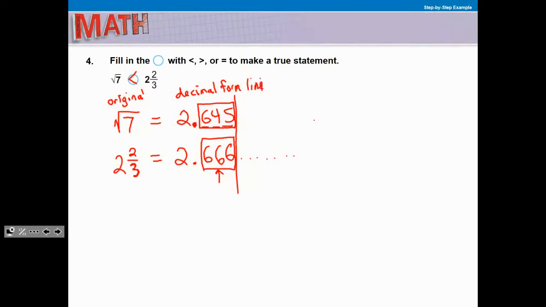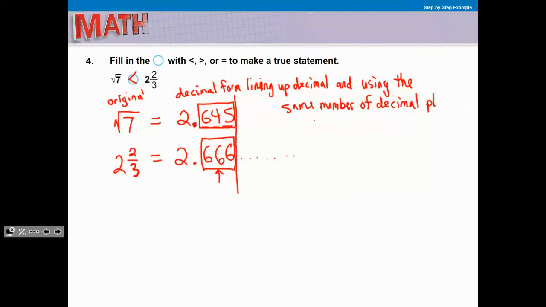lining up decimals, and using the same number of decimal places. So you use as many decimal places as you need to know if they match.